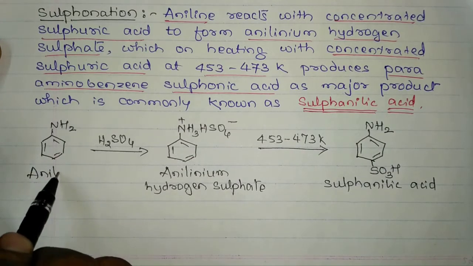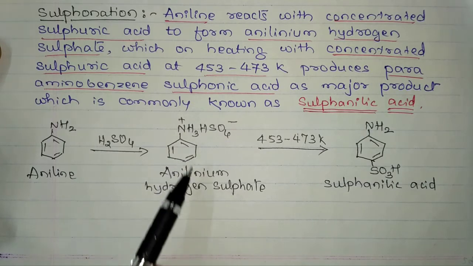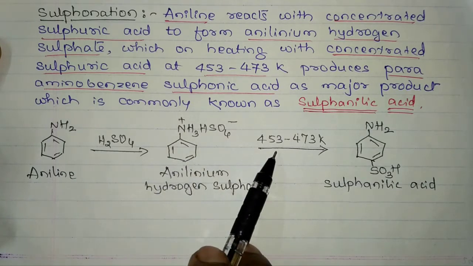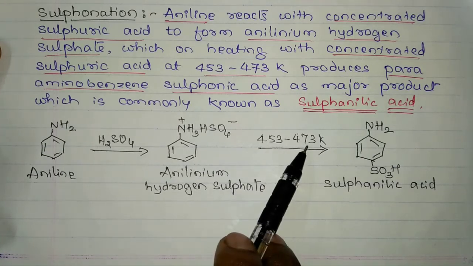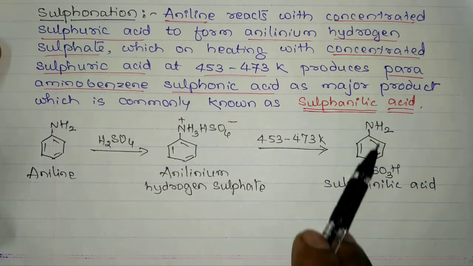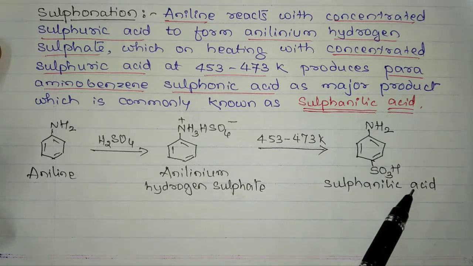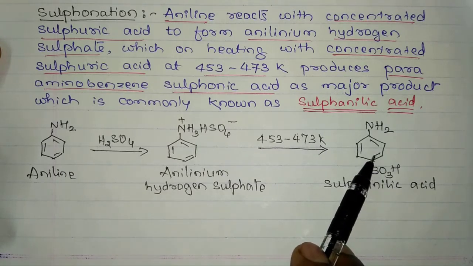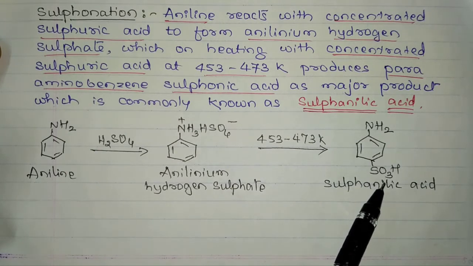Aniline reacts with sulfuric acid to form anilinium hydrogen sulfate, which on heating with concentrated sulfuric acid at 453 to 473 Kelvin produces para-aminobenzene sulfonic acid. It is generally known as sulfanilic acid. This is the sulfonation reaction.